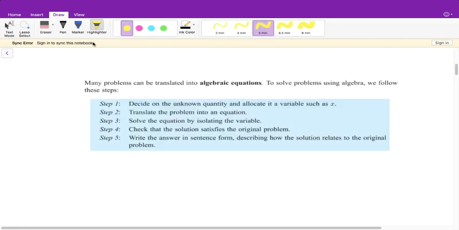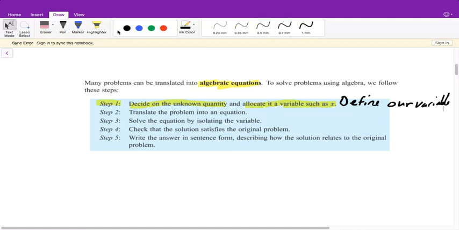Here are the steps that you'll need to follow in order to solve these word problems. Many problems can be translated into algebraic equations, and to solve problems using algebra, we must follow these steps. Step 1 is to decide on the unknown quantity and then allocate it a variable, such as X, or honestly, you can use any variable you want. The reason you can use any variable you want is that on this step, we must define our variable. Whenever we write a variable, you must tell me or the reader what exactly this variable represents. So we're defining it.